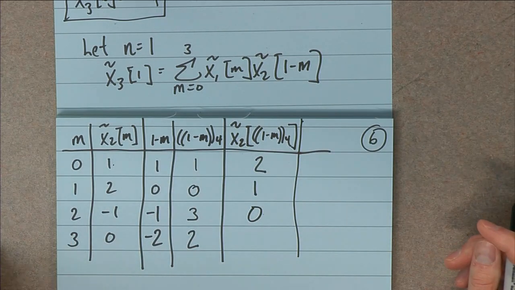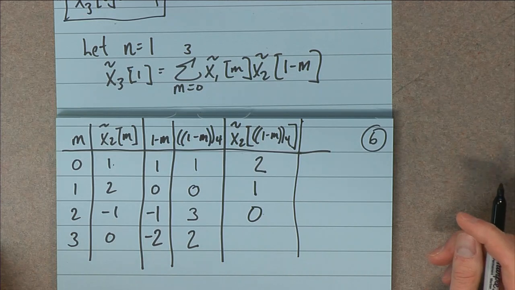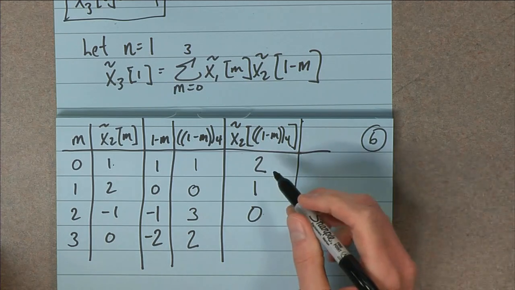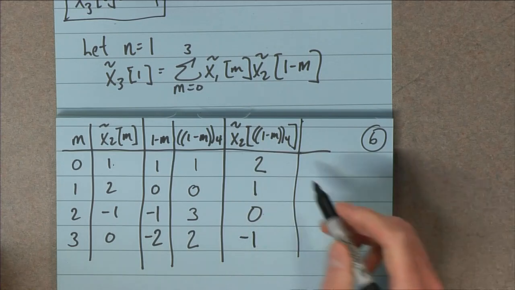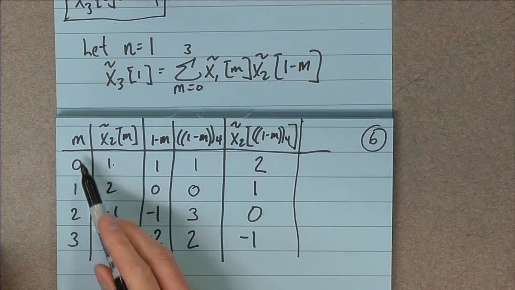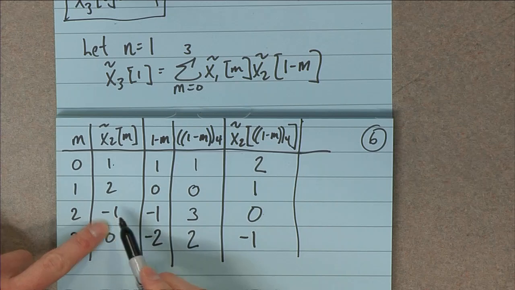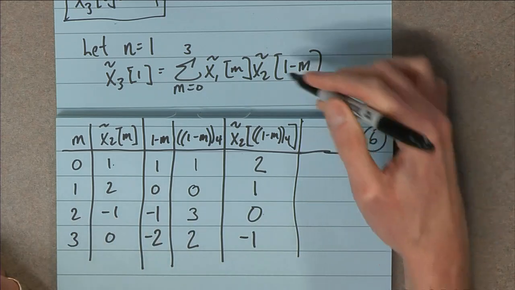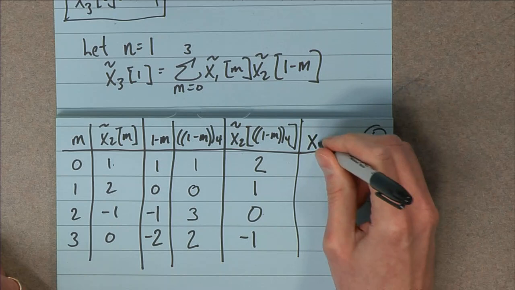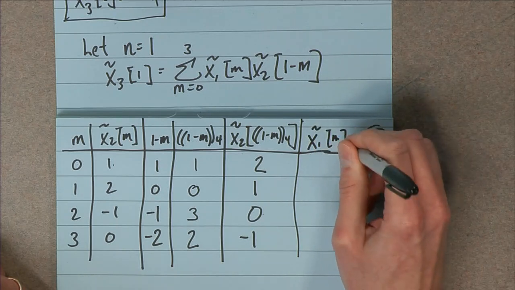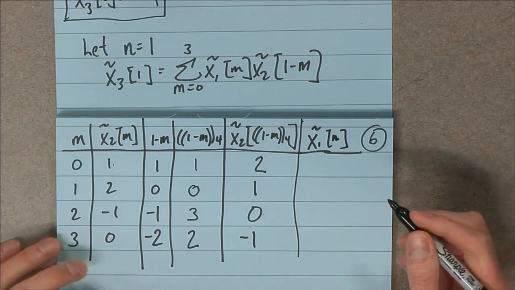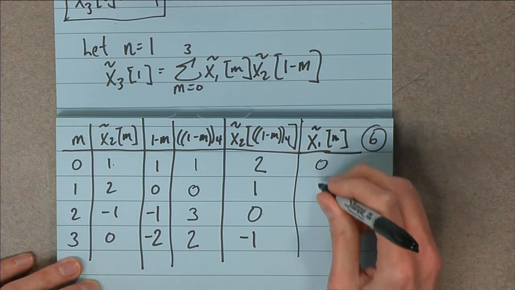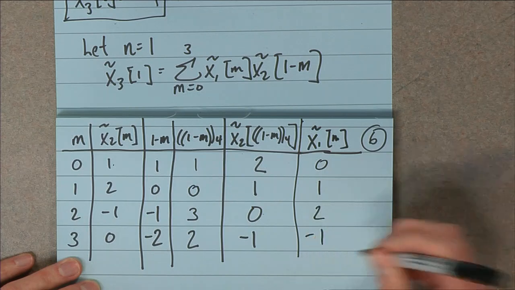Question? Let's see, do I agree with this? 2, 1, 0, minus 1. Yep. And the last one, x2 of 2, m equals 2, we got minus 1. So we're good to go. So now let's just for our own convenience, we can write down the values of x1 of m again, which of course haven't changed. x1 of m is always the same, right? So 0, 1, 2, minus 1.